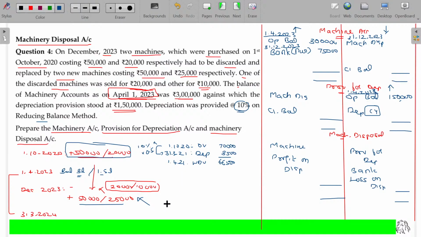Sold only in December 2023. It means for the year 21-22, it was used perfectly for the business. For that, you have to calculate again 10% for the full year. 6,650 for the full year we have used. So you have to calculate the depreciation for the full year here. What's the final value?